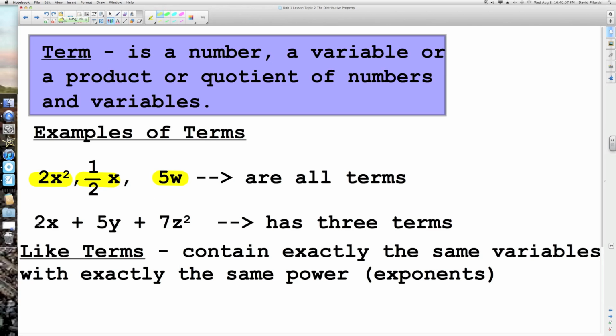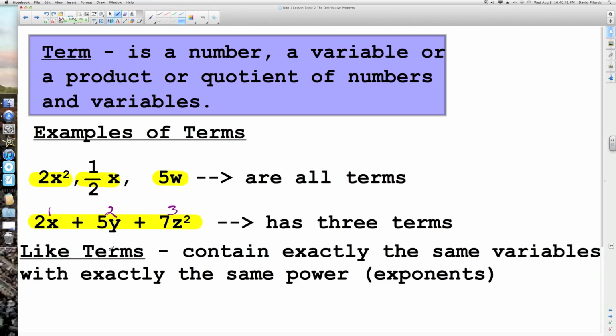Now, if we look at this expression right here, this expression right here has three terms. 2x is the first term, 5y is the second term, and 7z squared is the third term. It has three terms. Right now, it's not so important that you can identify it as having three terms, but that it has separate terms that may or may not need to be combined. Remember, this would be the first term, this would be the second term, and this would be the third term.